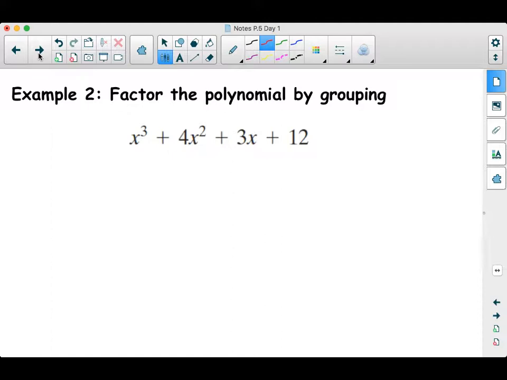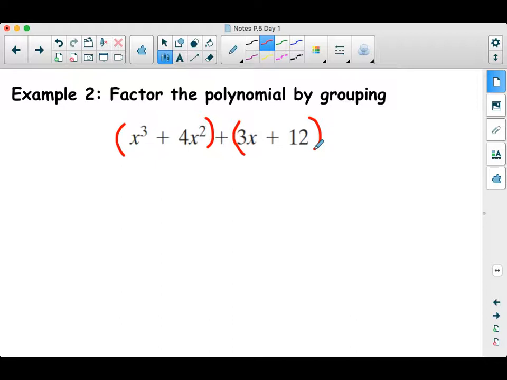All right, example 2, factor by grouping. We do this method when we have 4 terms. So we're looking for terms that have greatest common factors. So I'm going to go ahead and group the first 2 terms together and the next 2 terms together. And then we look and see where their greatest common factors are.